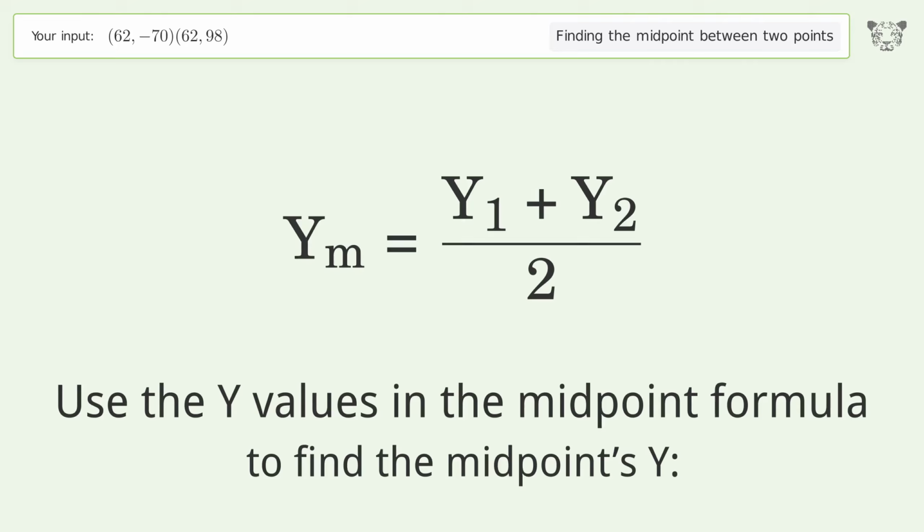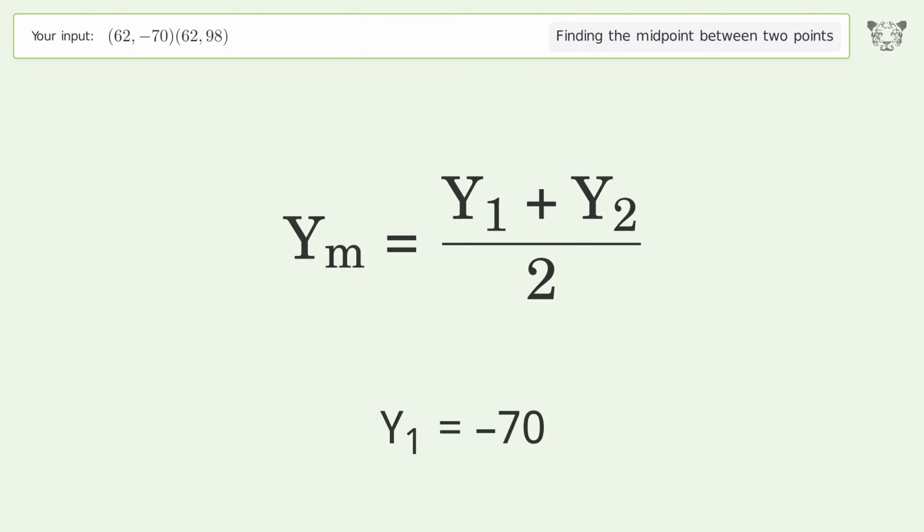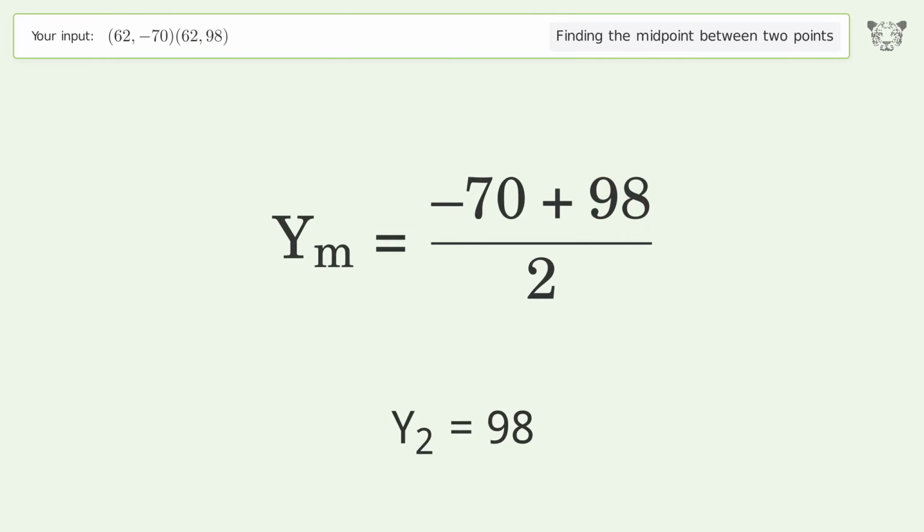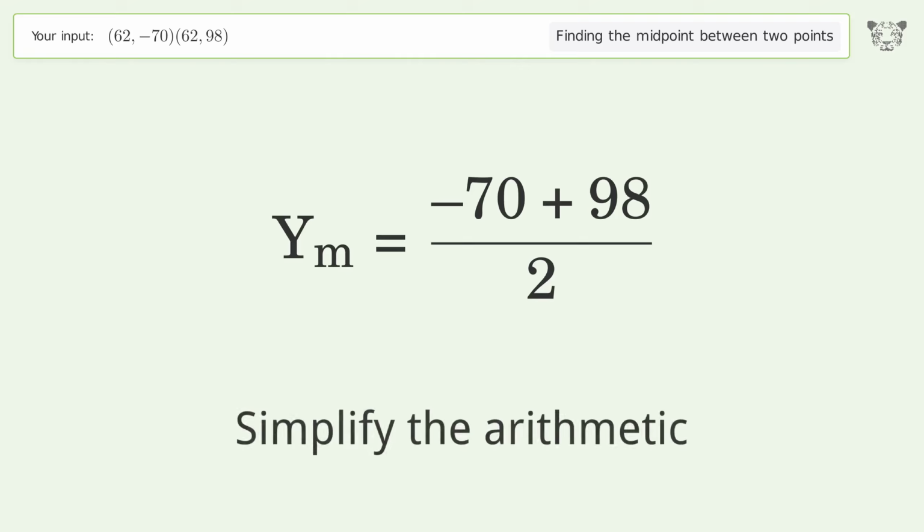Use the y values in the midpoint formula to find the midpoint's y. y1 equals -70. y2 equals 98. Simplify the arithmetic.